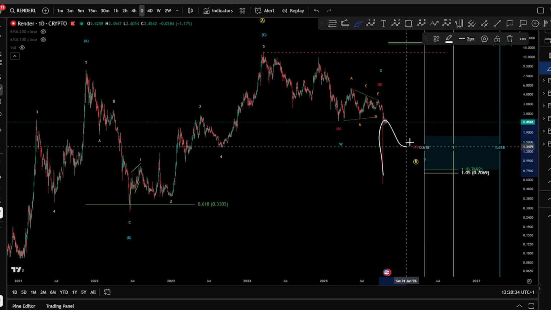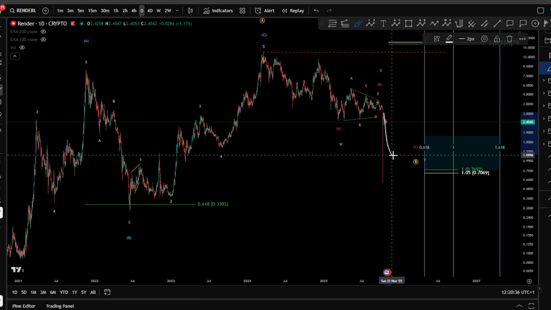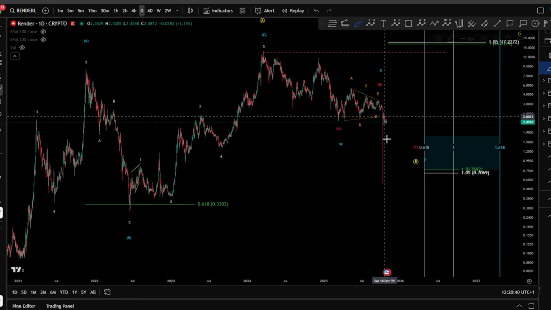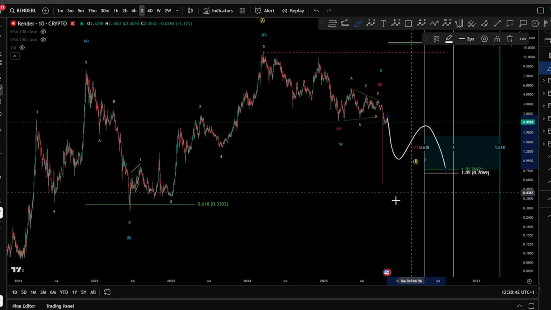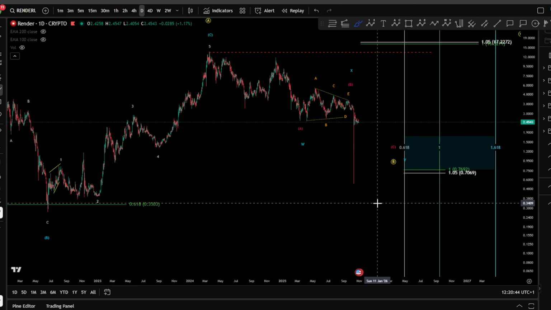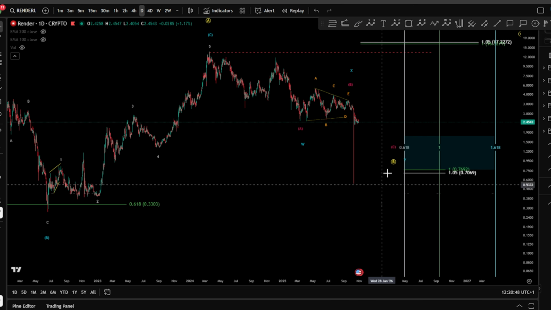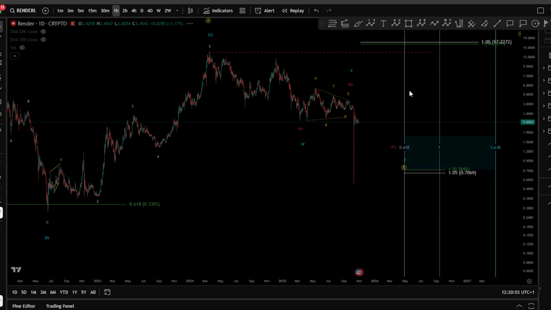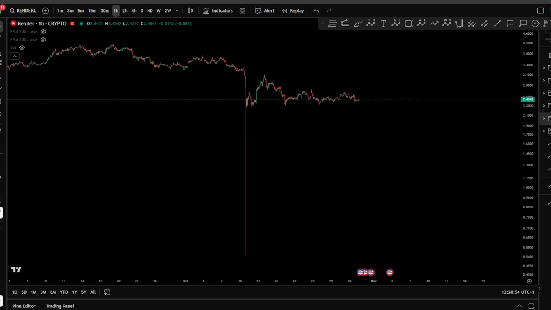Okay, so it can be ABC, it can be something like a triangle, which I doubt because you've got already a triangle. So flat or a zigzag, one of these scenarios. All right, guys. So, yeah, basically this is what I'm looking for, Render. Still looking for lower on the daily. If we move to the micro level as well.